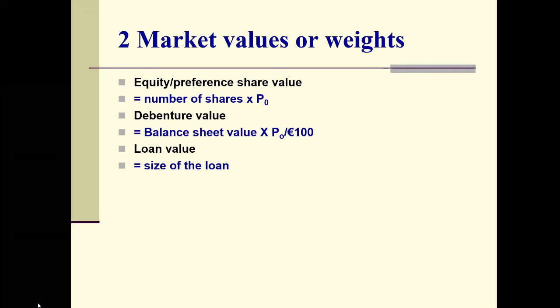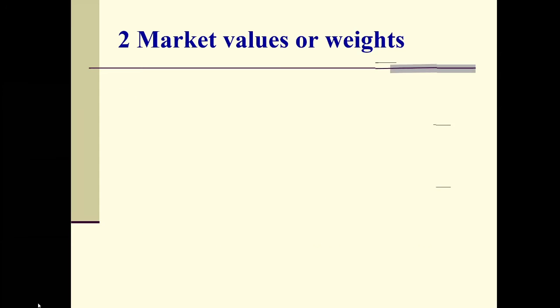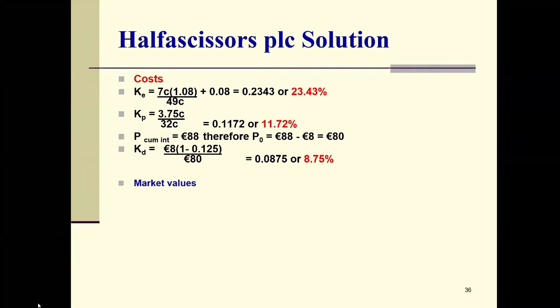So let me show you this with the previous question. The question that you have there, called Half a Scissors, right? You'll see it in your notes there on page 11. So I go back to that question and I'll show you how to work the market valuations of each form of finance. If you're looking at the question on page 11, what do we have for ordinary shares? I wrote it down a minute ago. There were 1 million ordinary shares and the price of the share was 49 cents.